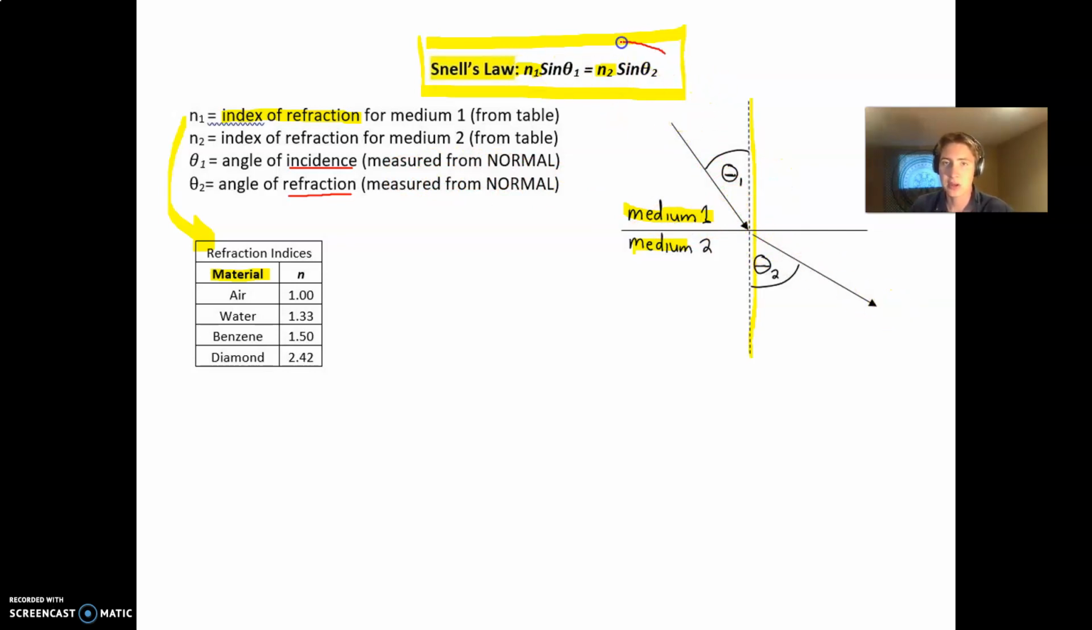And so using these equations, if you don't have one of these, right? Say you have two indexes and your first angle of theta, you can manipulate this equation to figure out what that theta is. And in the next videos, I'll show you how to do that such that we can figure out what theta 2 is, or figure out n if we're missing one of those variables.